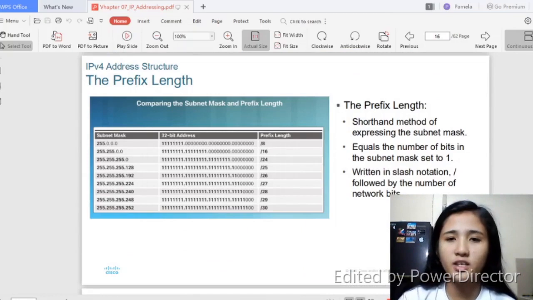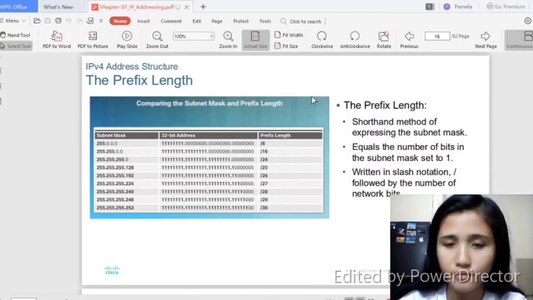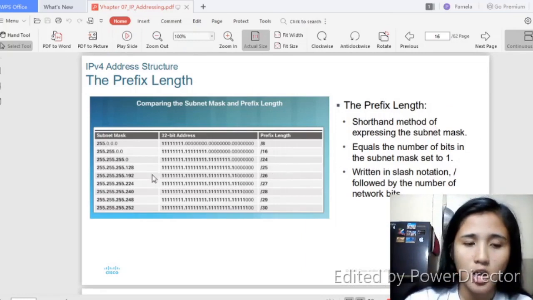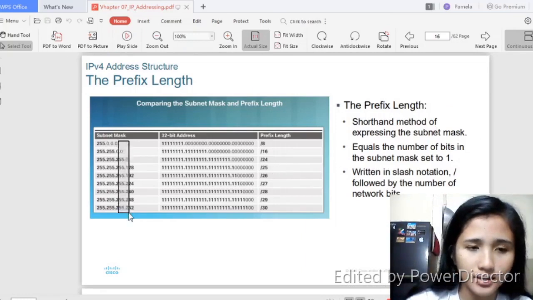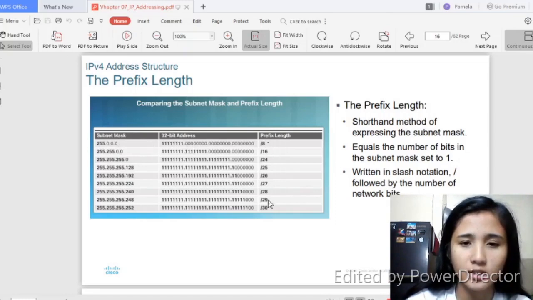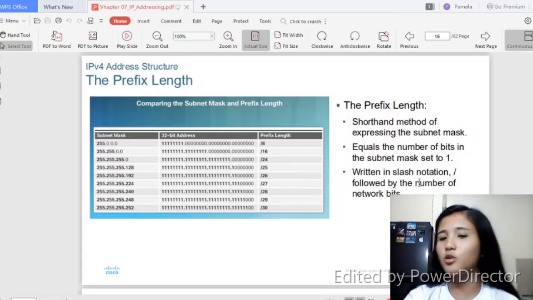Then the prefix length. The prefix length is a shorthand method of expressing the subnet mask. So this is the subnet mask, then the 32-bit address, then lastly the prefix length. It equals the number of bits in the subnet mask set to 1, written in slash notation followed by the number of network bits.